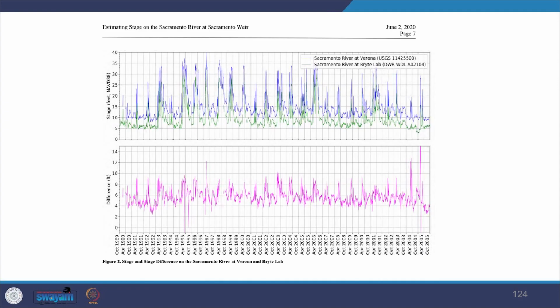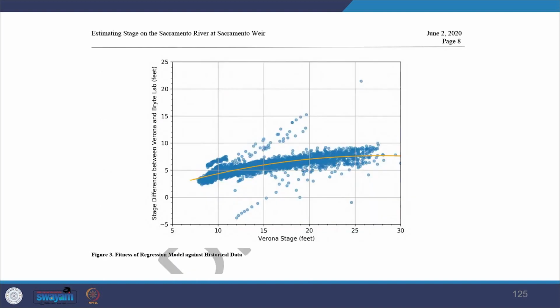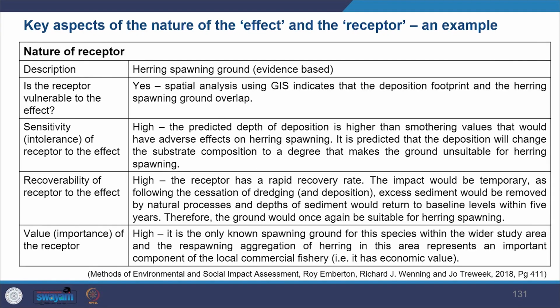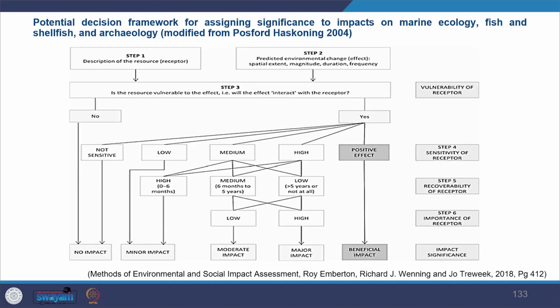I've taken this snip from the case example of the Sacramento River. Here you can see how they are using their data to understand the historical perspective. Here also you can see the historical data on how the changes are happening. There's another example where you can see how you can look at the impact on the receptor. You look at the different magnitudes, describe the nature of the receptor and look at the magnitude, and then you also find a framework to check this.